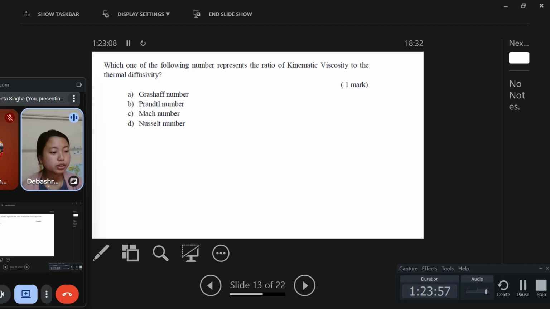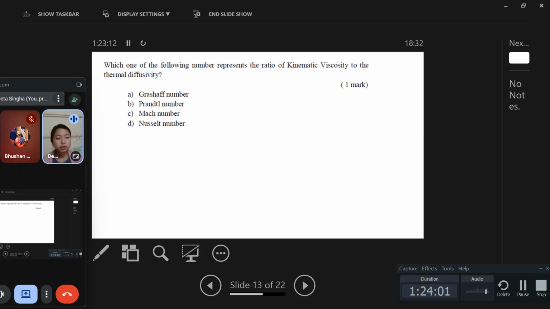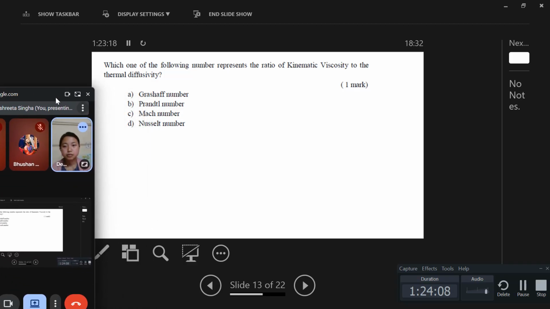which one of the following numbers represents the ratio of kinematic viscosity to the thermal diffusivity? Can you tell this? This is very easy. Which one of the following numbers represents the ratio of kinematic viscosity to thermal diffusivity? Kinematic viscosity means nu, thermal diffusivity is alpha. So which number gives this?